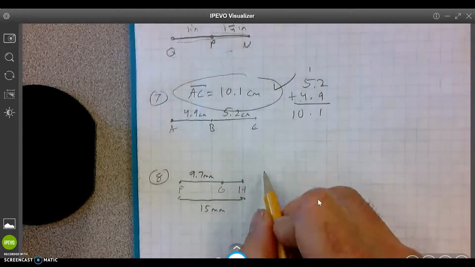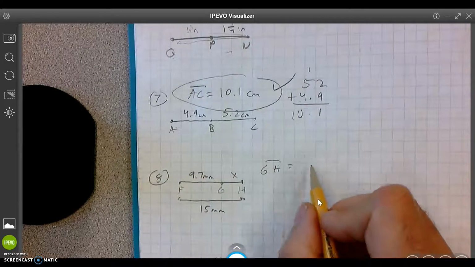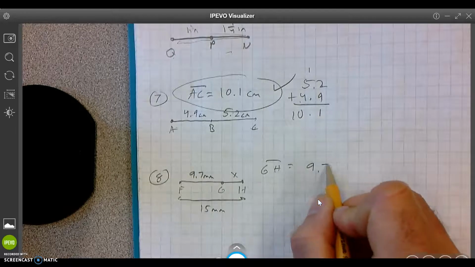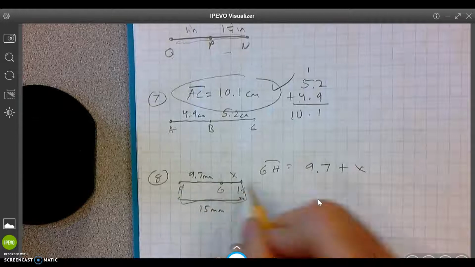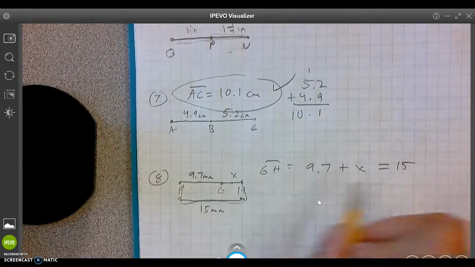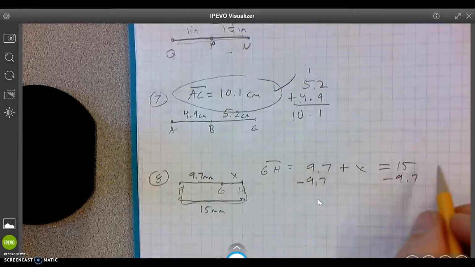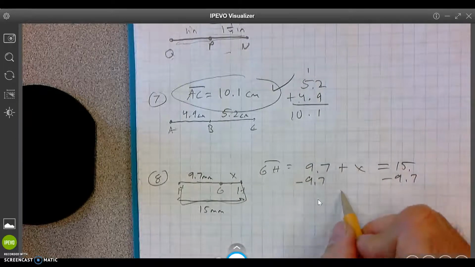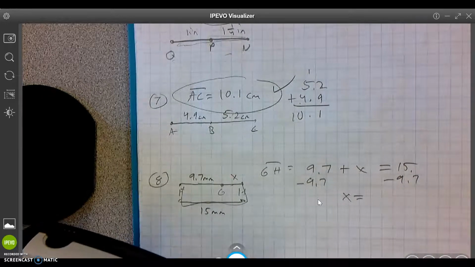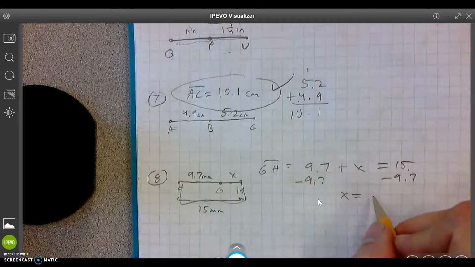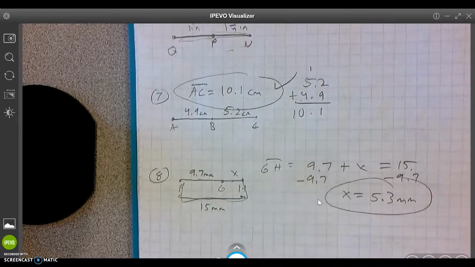Last but not least, you want GH. So it's going to be X. So I know that 9.7 plus X, this plus this is going to equal the whole thing, equals 15. So I'm going to subtract 9.7 on both sides. So X equals, you can use a calculator if you want, 15 minus 9.7 is 5.3 millimeters. Cool. All right.